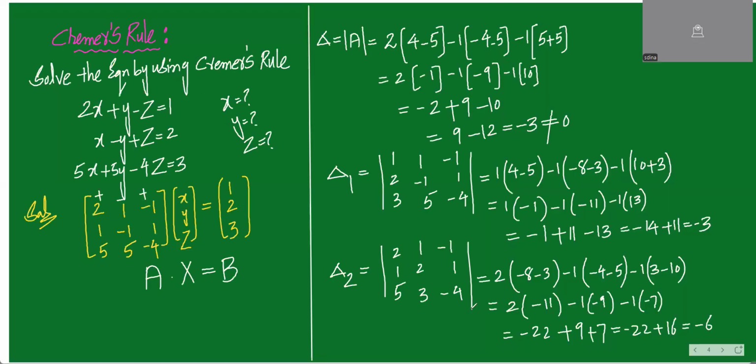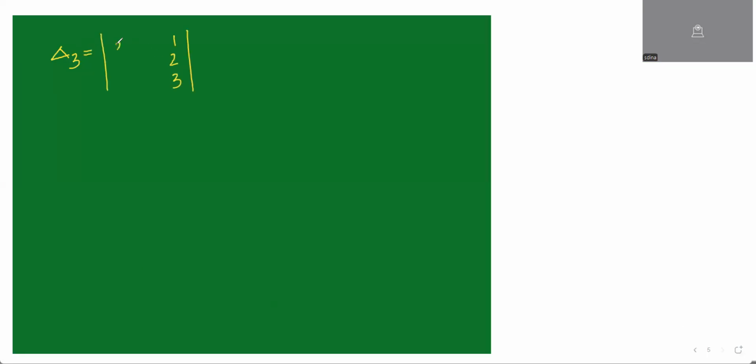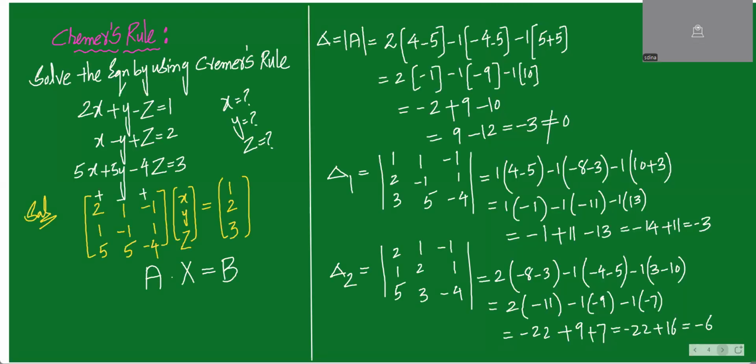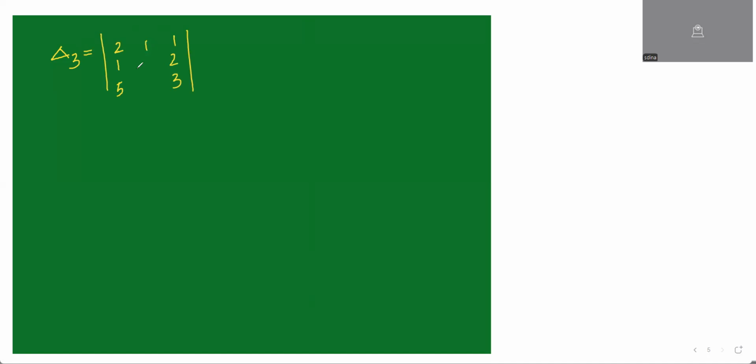We have to go for del 3. Delta 3 is obtained by replacing the third column with 1, 2, 3. The first two we don't want to disturb: 2, 1, 5, the second row 1, minus 1, 5, and the third 1, minus 5, 1, 5. Sorry, 1, minus 1, 5.